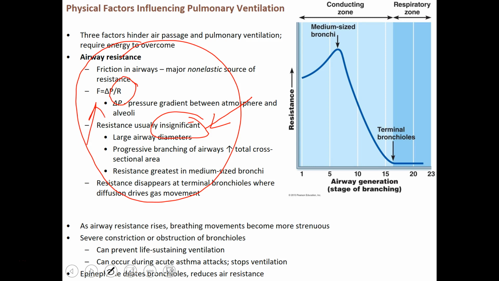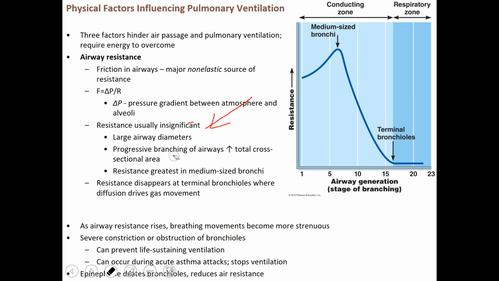Basically, the airflow, as it is shown in this equation here, is directly proportional to the pressure and inversely proportional to the resistance, meaning the higher the pressure gradient, the higher the flow, the higher the resistance, the lower the flow. So medium-sized bronchi, they show the maximum resistance.